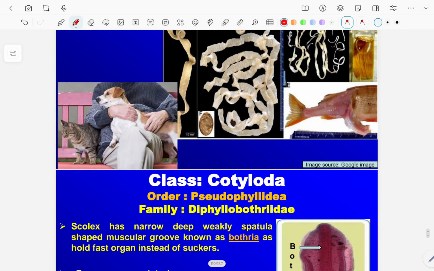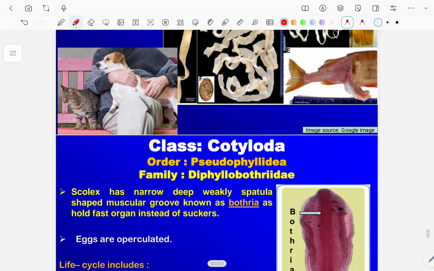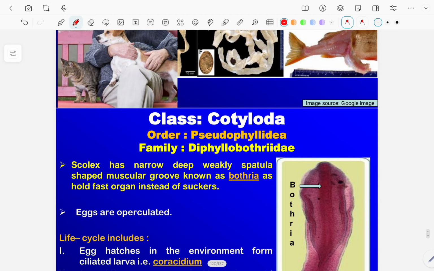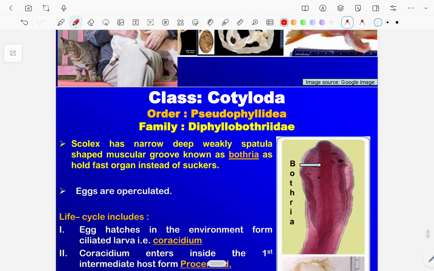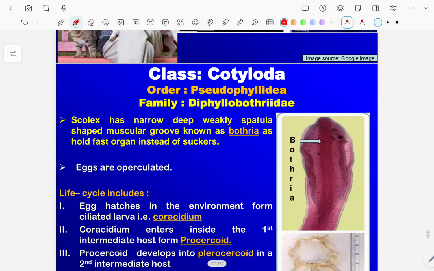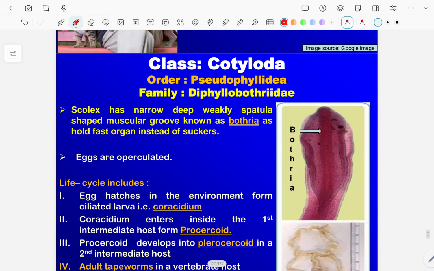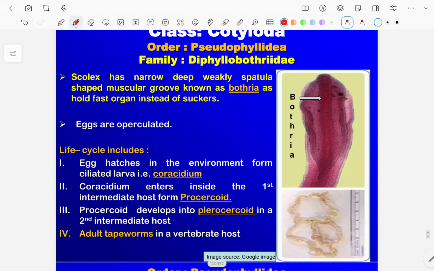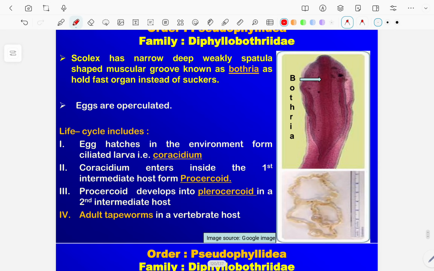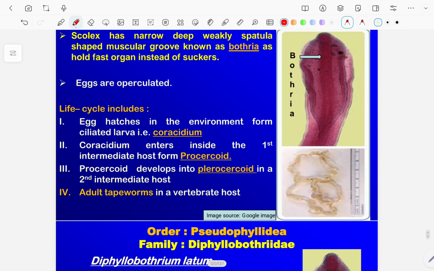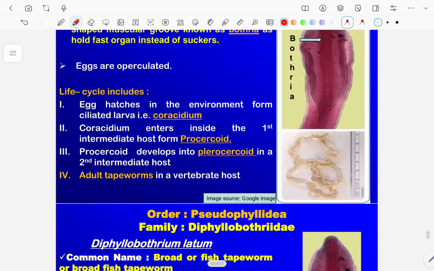Class: Cotyloda. Order: Pseudophyllidea. Family: Diphyllobothriidae. The scolex has narrow, deep, weakly spatula-shaped muscular grooves known as bothria, as hold-fast organs instead of suckers. Eggs are operculated. In the life cycle, the egg hatches in the environment into a ciliated larva. Example: coracidium.